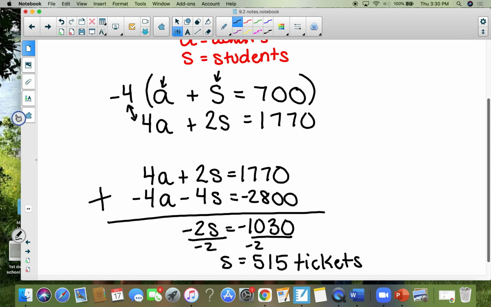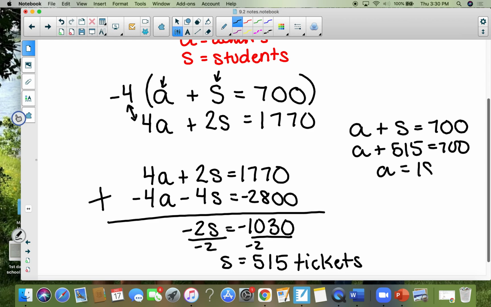And if there were 515 student tickets and there were 700 altogether, I'm just going to go back up in here. A plus S equals 700. It was one of my original problems. And I know students was 515. A plus 515 equals 700. So the adults is going to be 185 tickets.